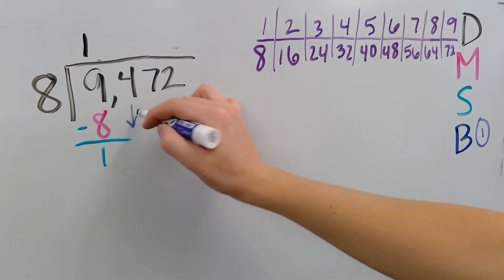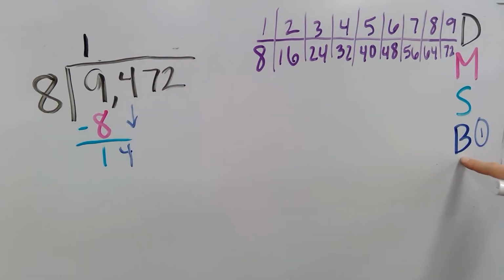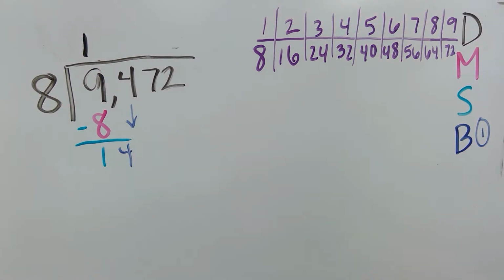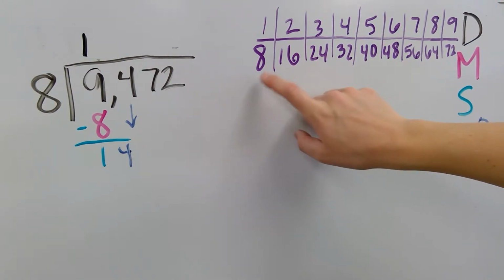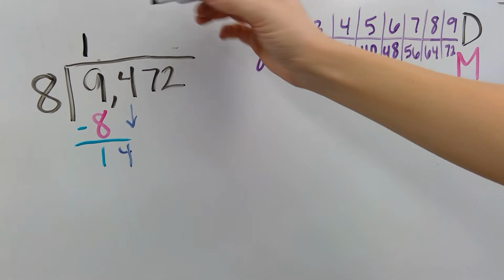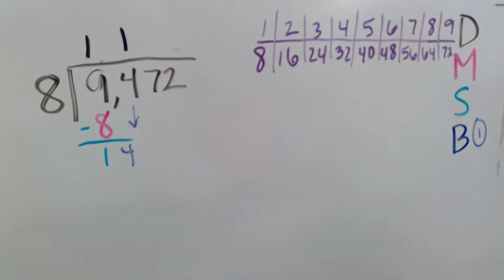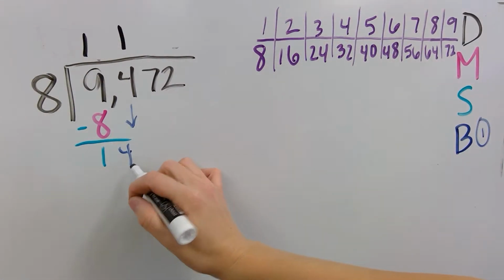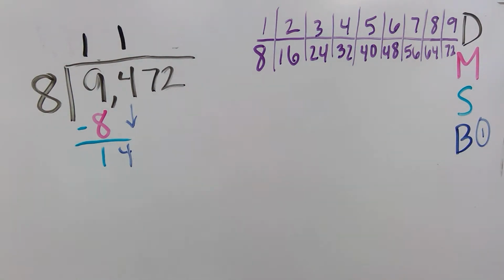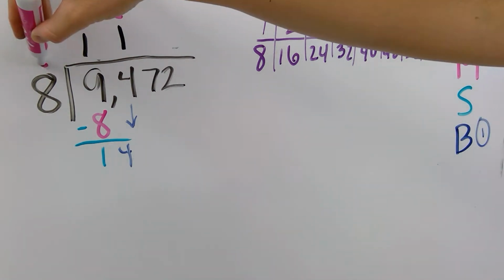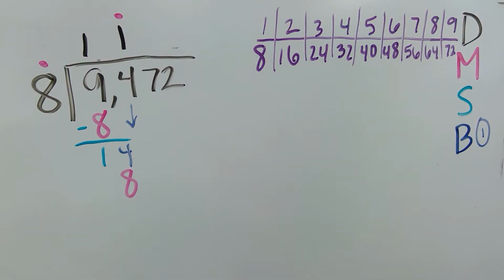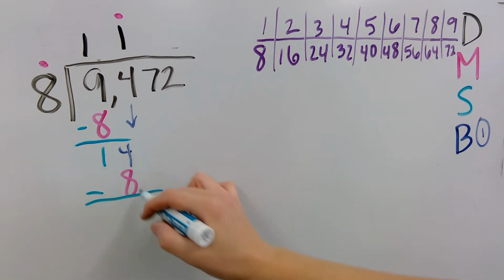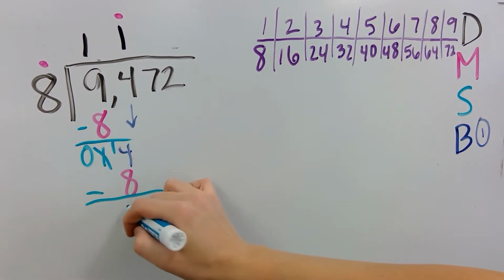I can bring down that 4. And as soon as I bring down a number, I have to start all over. So now I'm asking myself, how many times can 8 go into 14 without going over? So I see 8, 16. 16 is too much. So it'll be 8, which is again once. And I multiply my 1 by my divisor, which is 8, and I get 8. Then I subtract. 4 minus 8, I can't do it, so I have to borrow. 14 minus 8 is 6.